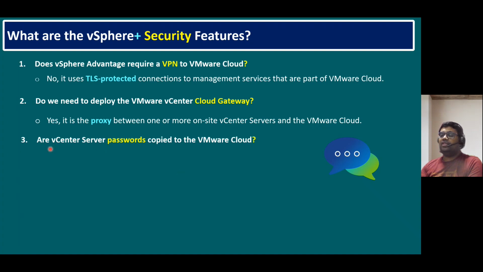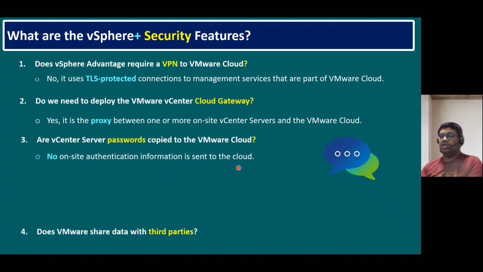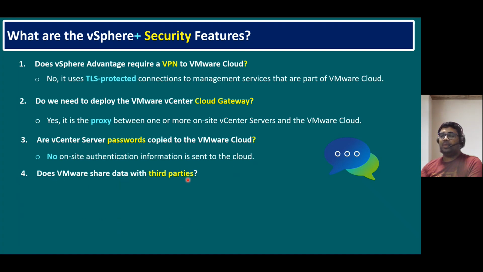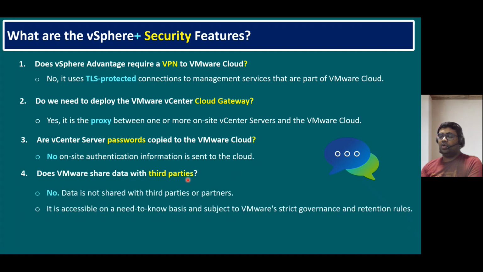Another question: are vCenter Server passwords copied to VMware Cloud? Definitely no. And is on-site authentication information sent to the cloud? No. And does VMware share data with third parties? Because it's a cloud product, sometimes a customer may ask whether VMware shares data with third parties. Definitely no. Data is not shared with third parties or partners because it's a completely dedicated customer infrastructure through VMware Cloud Console. It is accessible on a need-to-know basis and subject to VMware's strict governance and retention rules. So VMware also follows some retention rules.